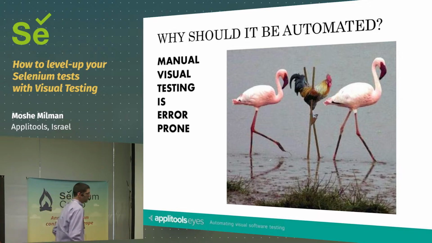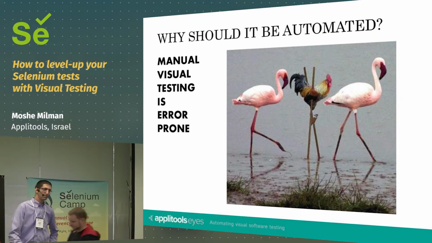Another reason is that manual visual testing is error prone. If you have to test the UI manually and you have to do it over and over again, even the best QA engineer will still miss some issues.